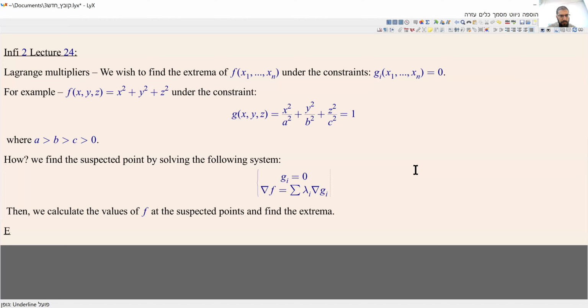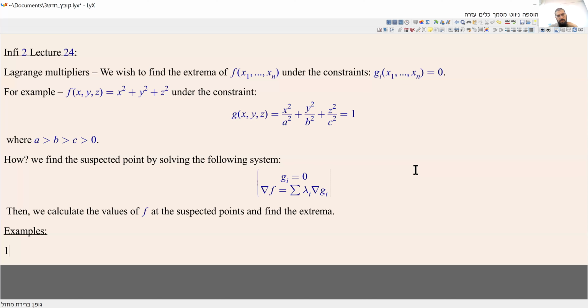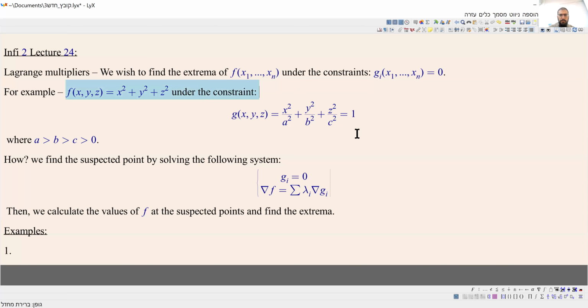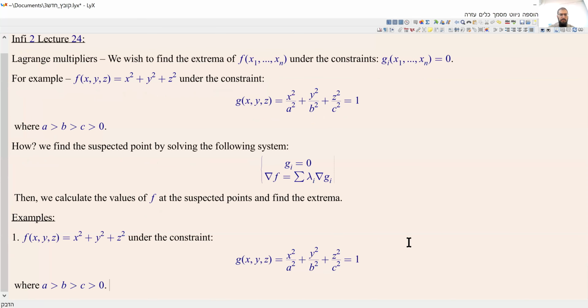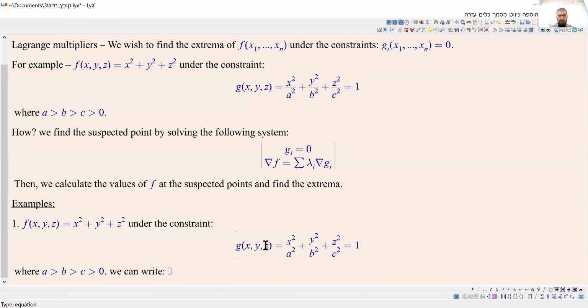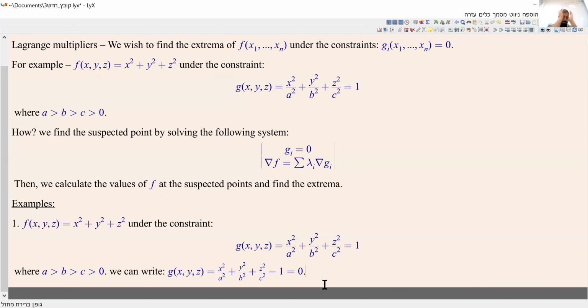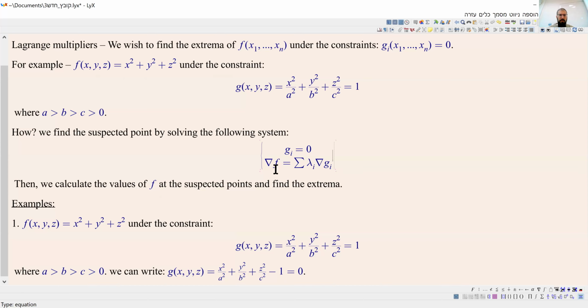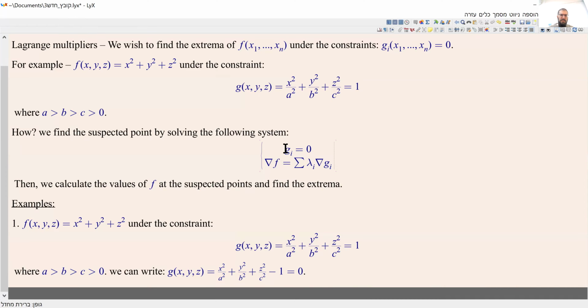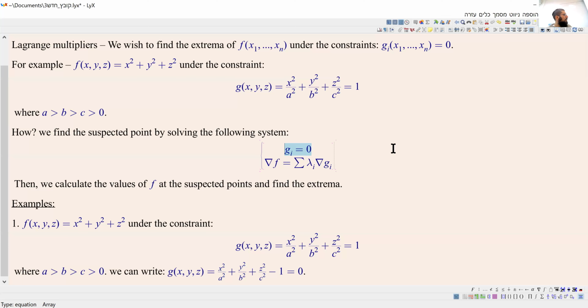So first of all, the example we've already written. As I mentioned, we can write g equals 0, just moving one to the other side of the equation. It's important to say that it's not necessary, because either way we look at the derivatives of gi, so a constant doesn't really matter. I just think it's more convenient to know that it always should be equal to 0, but it's not important.